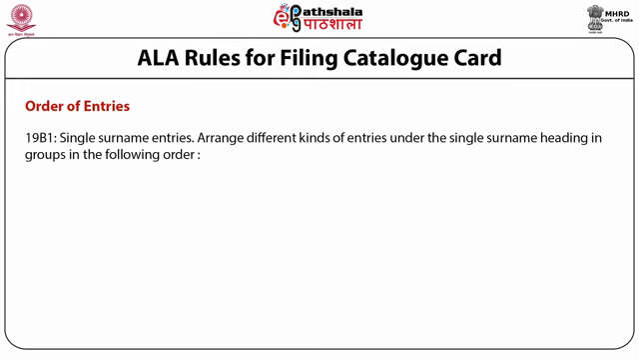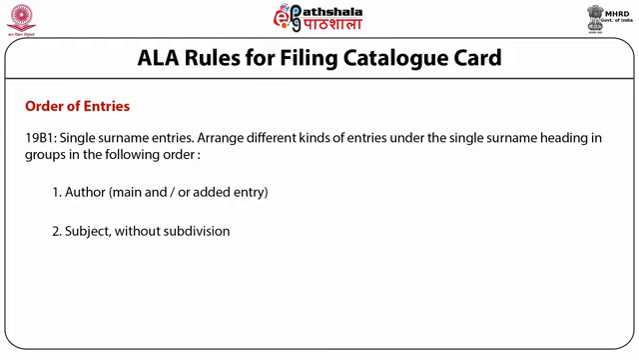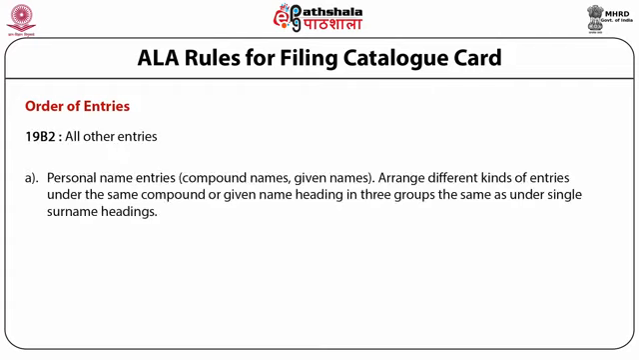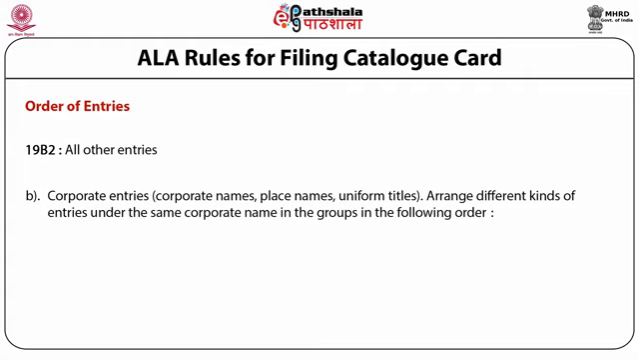Rule number 19B1. Single surname entries: arrange different kinds of entries under the single surname heading in groups in the following order. First, author, main and or added entry. Second, subject without subdivision. Third, subject with subdivision. Rule number 19B2. All other entries. A. Personal name entries, compound names, given names. Arrange different kinds of entries under the same compound or given name heading in three groups, the same as under single surname headings. B. Corporate entries, corporate names, place names, uniform titles.